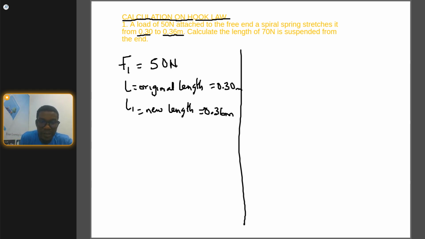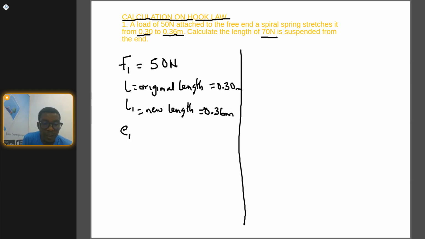Okay, we have written that. Calculate the length of the spring if 70 Newton is suspended from the end. So we want to get the length when the force of 70 Newton is applied. So let's solve this question.